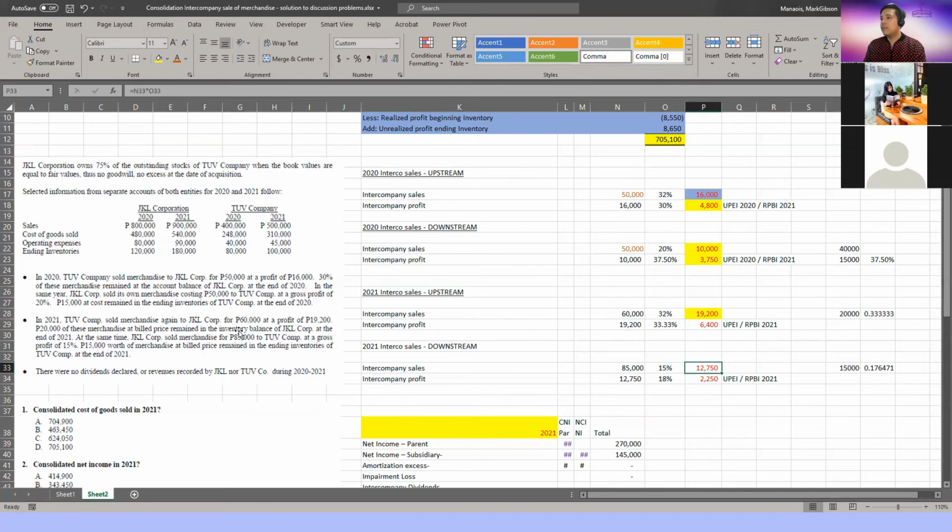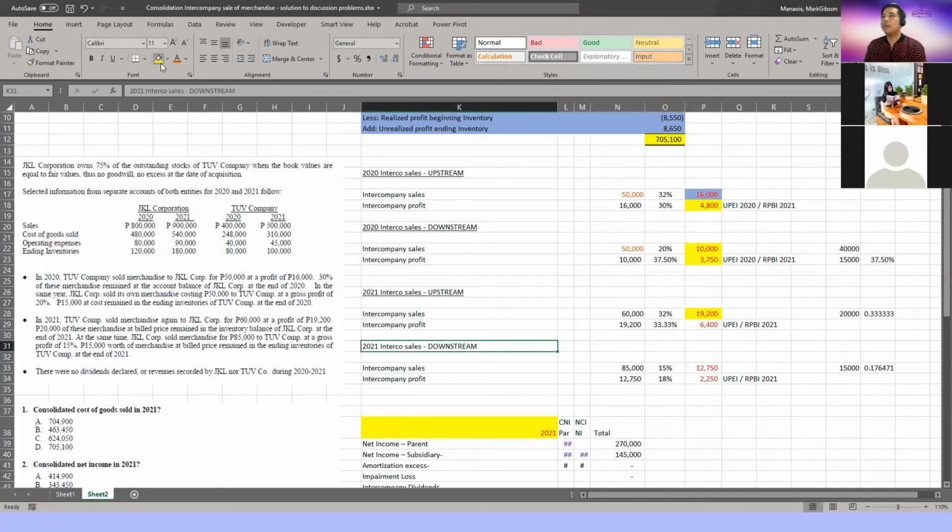Siguro ang tatandaan palagi dito is huwag magmadali, dahan-dahanin yung basa ng problem. Kasi imagine, yung isa kanina is based on cost, di ba? 15,000 at cost remained in the ending inventory. But this time, ang binigay sa atin based on the billed price, meaning based on the selling price. So very tricky. So very complex talaga itong problem.